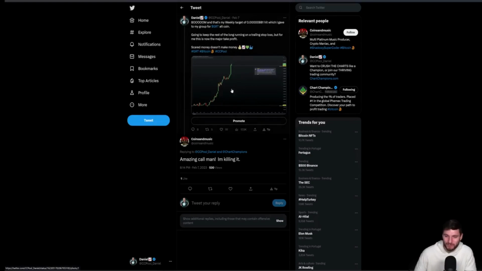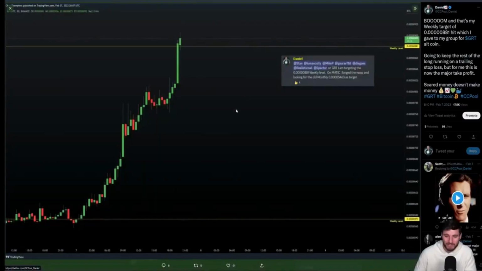But yeah, of course, we've seen really nice moves recently, and specifically, lovely moves of GRT. This is of a target that I gave to my team before it was hit on the GRT weekly target. From the time of posting to the target being hit, there was another 20% rise to the upside. So GRT this week has done like 100%.